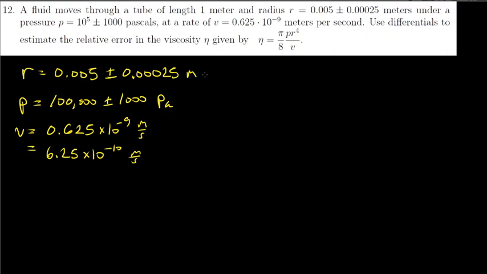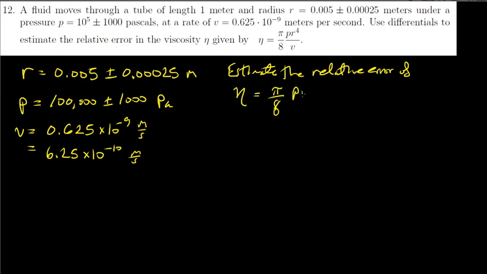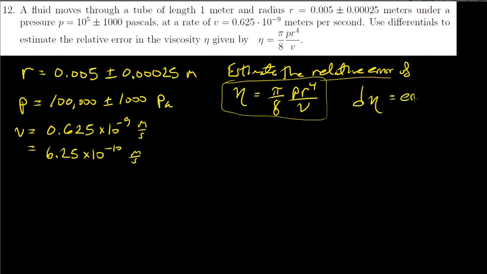All right, so use differentials to estimate the relative error of the viscosity, which is the Greek letter eta here. Eta is pi over 8 times p r to the 4th over v. That's given in the problem. We're looking for the relative error. Remember, the error is d eta, and for the relative error, you take d eta divided by eta itself.